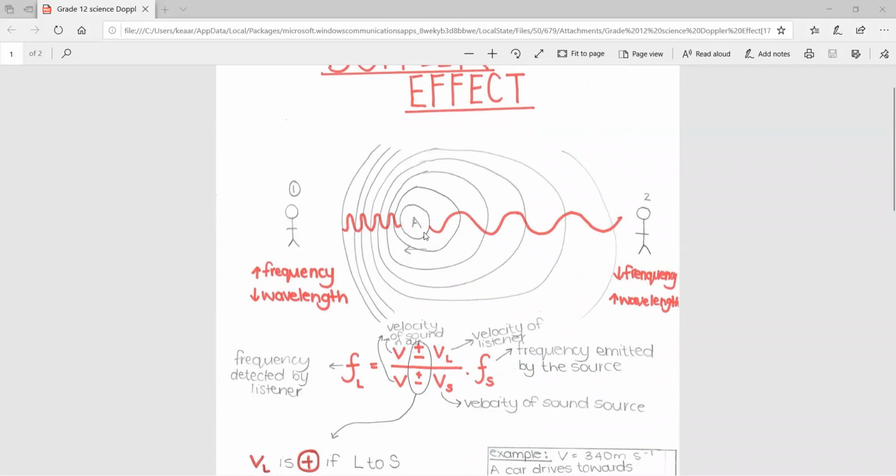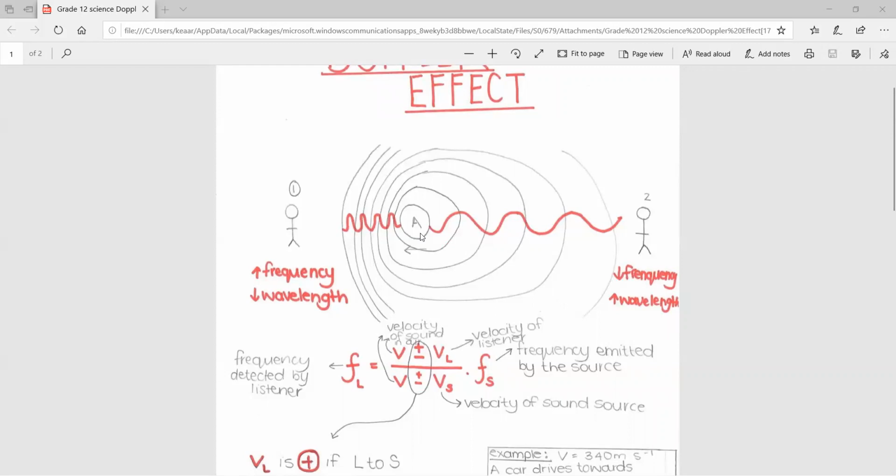So at A, we have a sound source emitting a sound. Now these lines here represent the wavelengths of the sound that is being emitted. We note that A is moving to the left. As it moves to the left, the lines become compressed on the left side, making the frequency of these lines higher and having shorter wavelengths. Therefore, the person at 1 will hear a sound with a higher frequency because of shorter wavelengths.